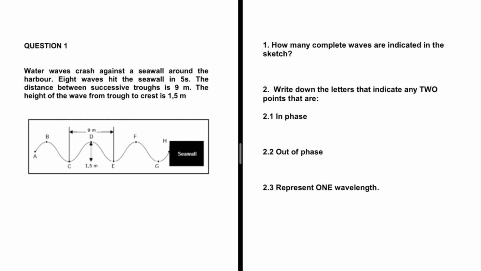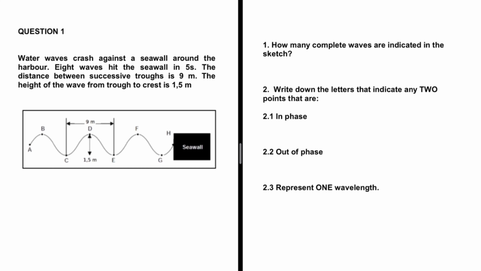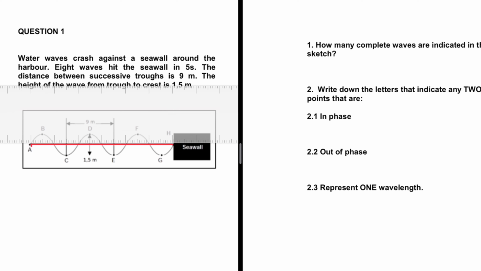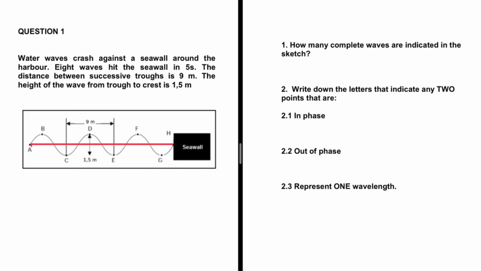Let's solve some past exam questions. The first question: how many complete waves are indicated in the sketch? So let's go ahead and find out. We have our sketch right here. There we go, we have our line of equilibrium. Now let's start counting and see how many complete waves are indicated in the sketch.